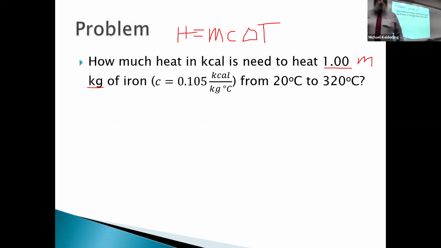So if we have 1 kilogram of iron and we want to heat it up from 20 degrees Celsius up to 320 degrees Celsius, and iron has a heat capacity of 0.105 kilocalories per kilogram degree Celsius. So the only heat capacity I'm going to expect you to remember is the one for water, because it's just one. But otherwise, I will give you heat capacity in problems or ask you for it. So how much heat in kilocalories is needed to warm this iron up from 20 degrees Celsius to 320 degrees Celsius?